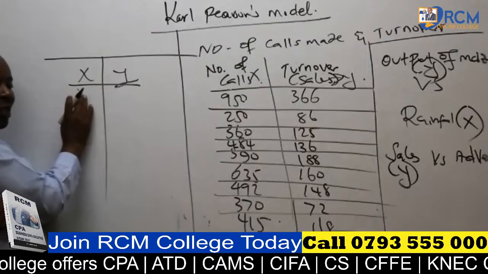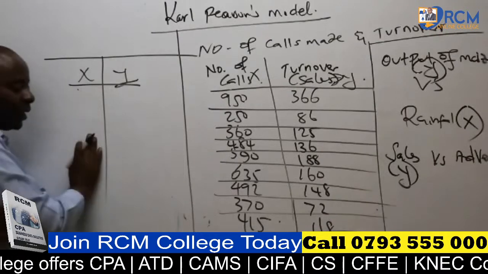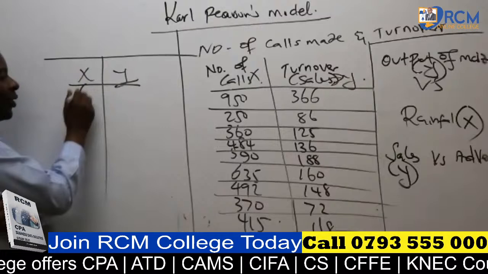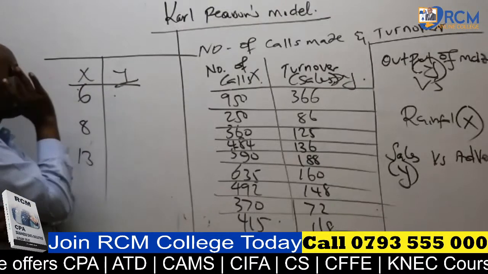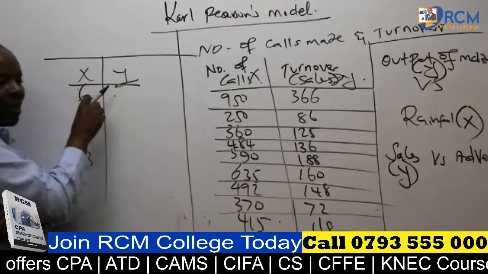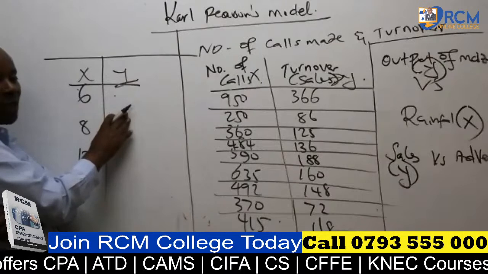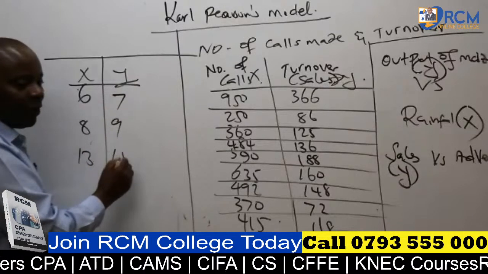No, I don't want the summations. I want the individuals. I want the individual items. Was it 6, 8 something? 6, 8, 13. How about the Y parameters, the Y metrics? So it is 7, 9, 15.